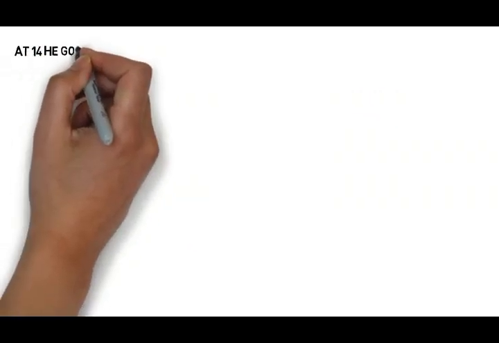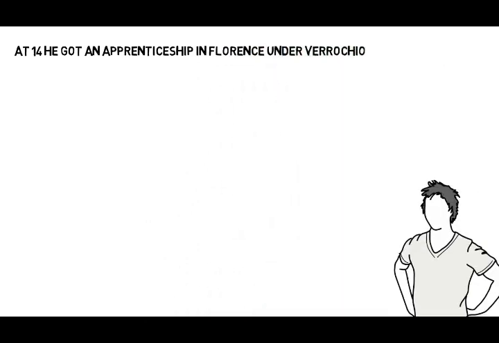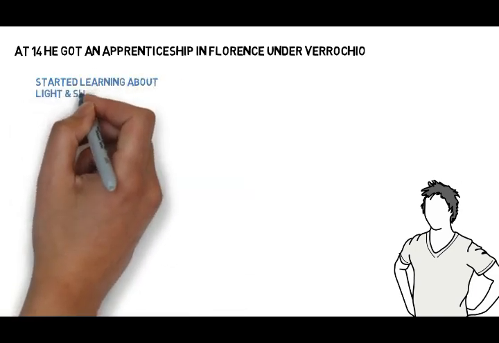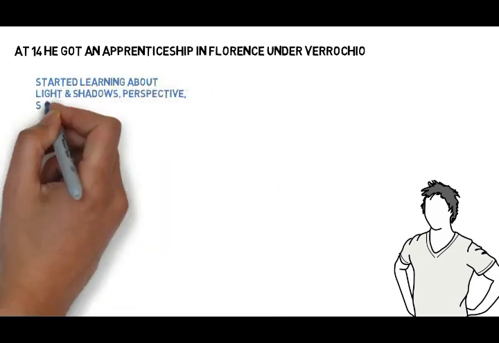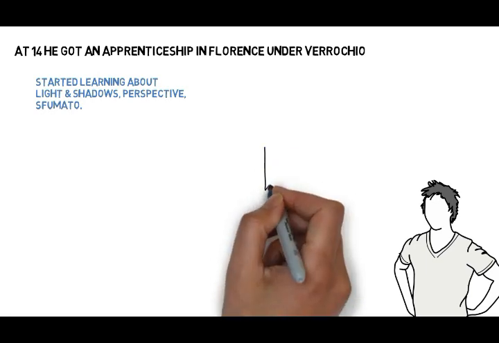At the age of 14, he was in Florence and got an apprenticeship with a versatile artist and engineer named Verrocchio. There in his workshop, he started learning about light and shadows, perspective, sfumato, which means blurring the boundaries and edges, among many other things. Now, sfumato is a technique which Leonardo used in almost all of his paintings.